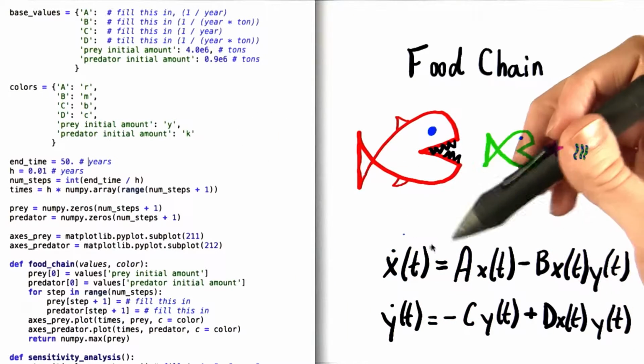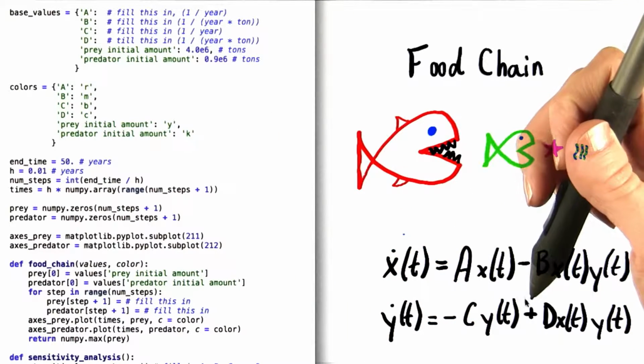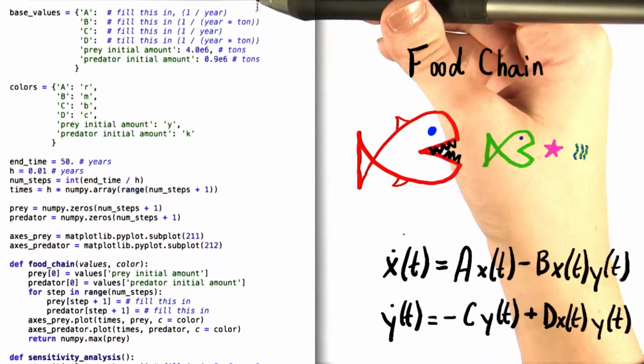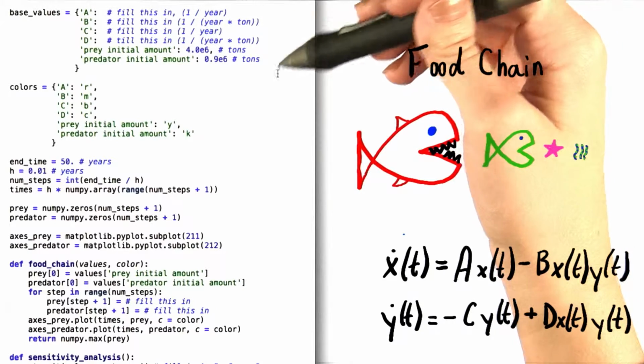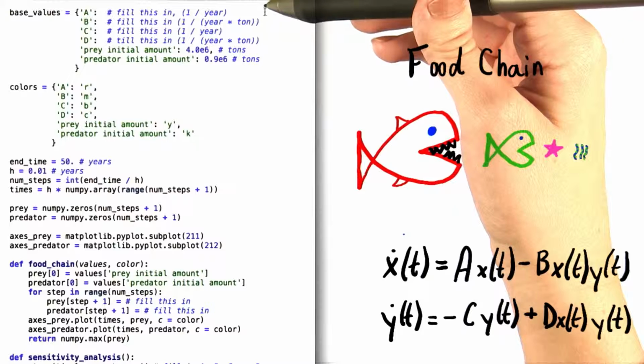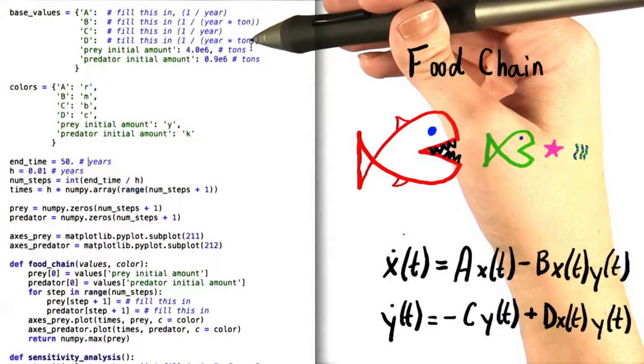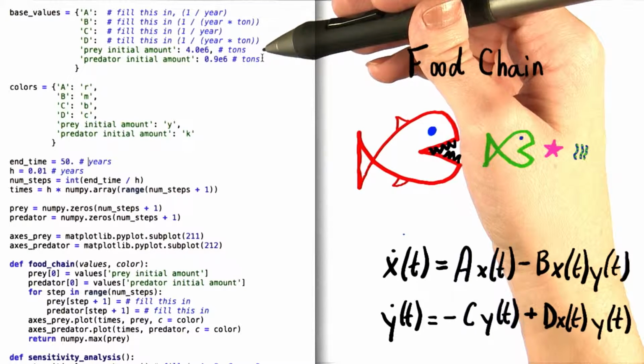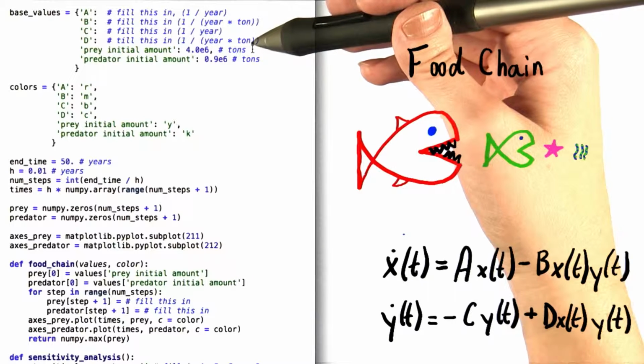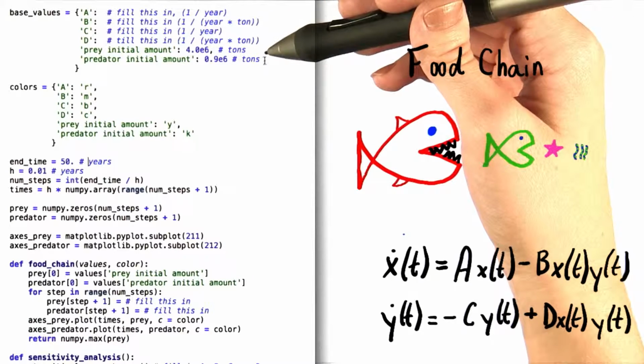Now, in these equations, A, B, C, and D are constants. And in our program over here, you're going to fill in their values in this dictionary called base values. We've already provided you with the values corresponding to two keys in base values. We've included the initial amount of prey and the initial amount of the predator population, measured in tons.